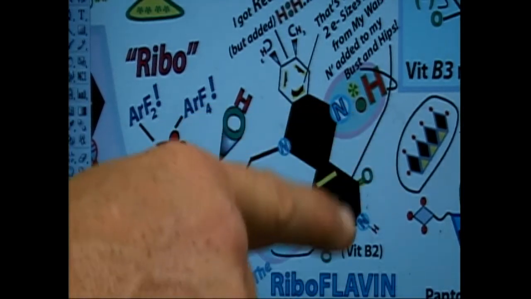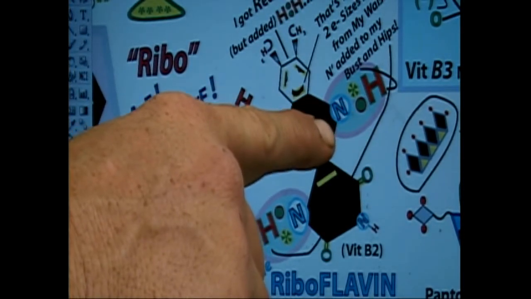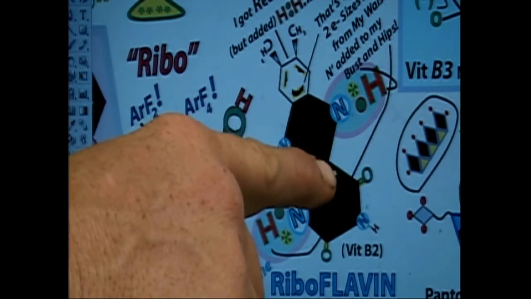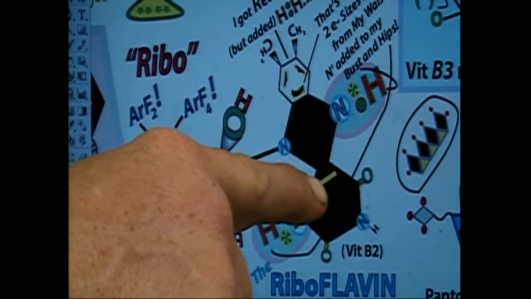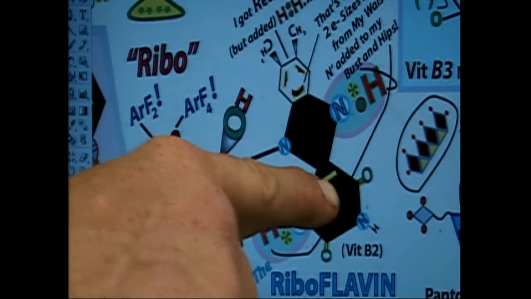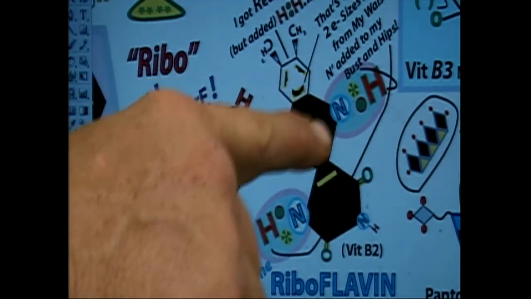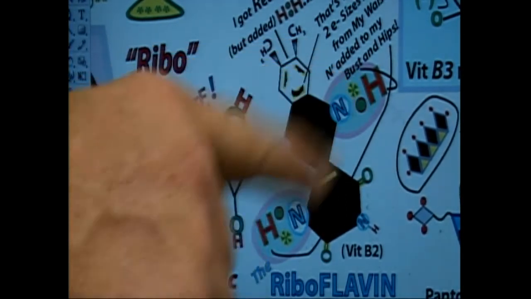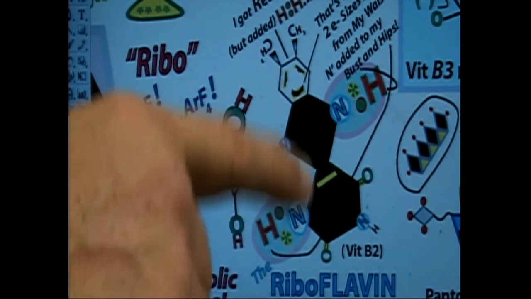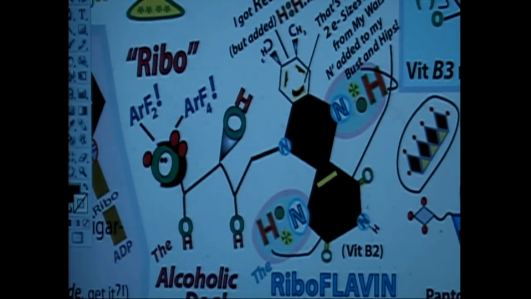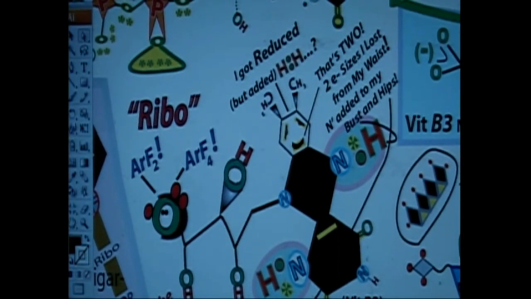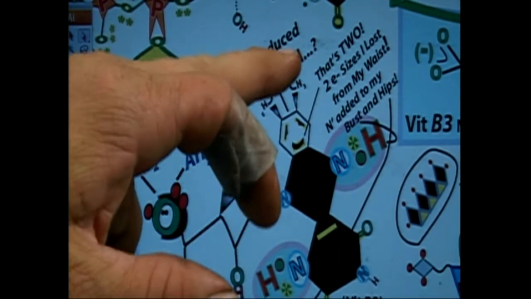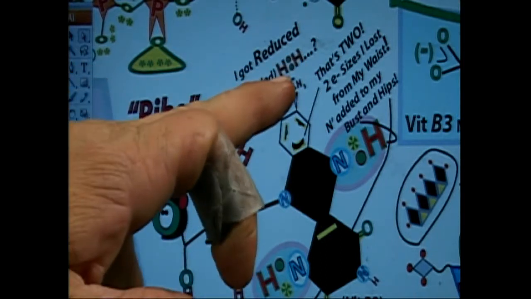There, the electron goes in to make the double bonds single between the carbons in here. So now you've got one double bond down here, where before you had two double bonds with no hydrogens out there. So this shows the reduced hydrogen. And what we show with the comic here is, Centipede says, I got reduced, but added H2.